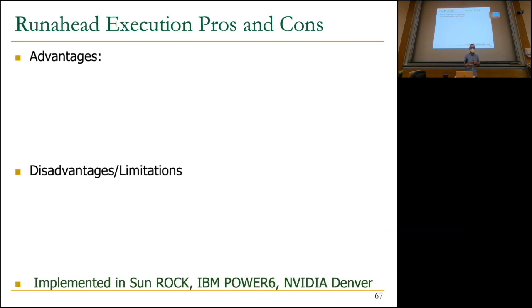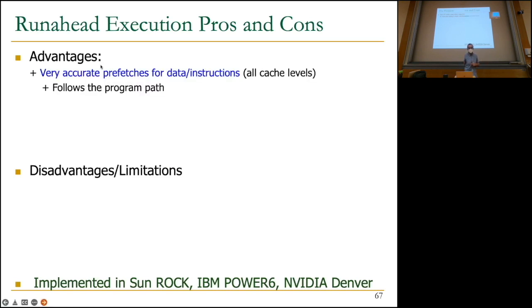It's actually implemented in at least 3 processors. There's more potentially that we don't necessarily know of. But let's talk about the advantages of the idea of this particular prefetching. Clearly, this is a very accurate prefetcher for data and instructions to all cache levels. It follows the program path. This is true for many thread-based prefetching methods, actually.